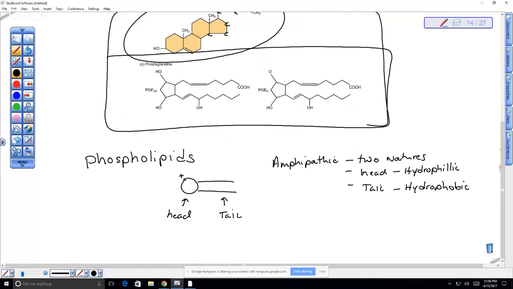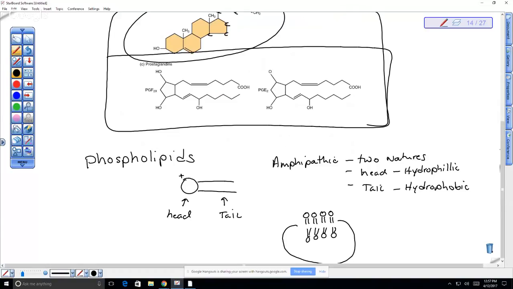Well, the cool thing is if you put a bunch of these molecules into a beaker of water, they will arrange themselves in a lipid bilayer. And so it actually looks something like this. So here's my layer of phospholipids. Right? And they actually create these spheres, right?